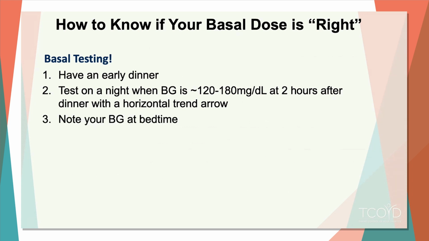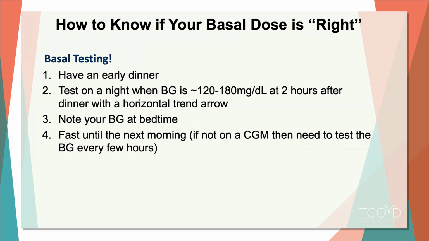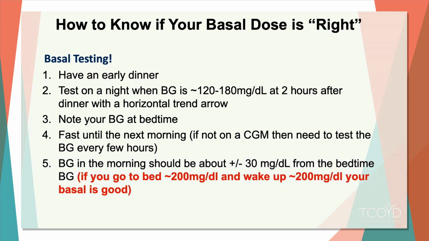Take note of what your blood sugar is. This is much easier if you have a CGM. If you're poking your finger, you're going to have to poke your finger throughout the night to get an idea of what the trend is. But with the CGM, all you've got to do is go to bed, fast all night long, don't snack. Wake up in the morning. Sometimes you can actually prolong this if you want to continue to see if that basal dose is working for you. The ideal situation would be when you wake up in the morning, that blood sugar should be plus or minus 30 from what it was when you went to bed. In other words, it should be pretty much flat.